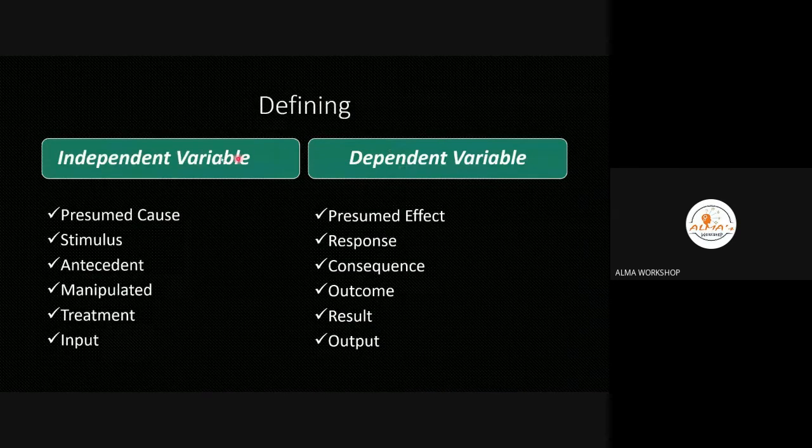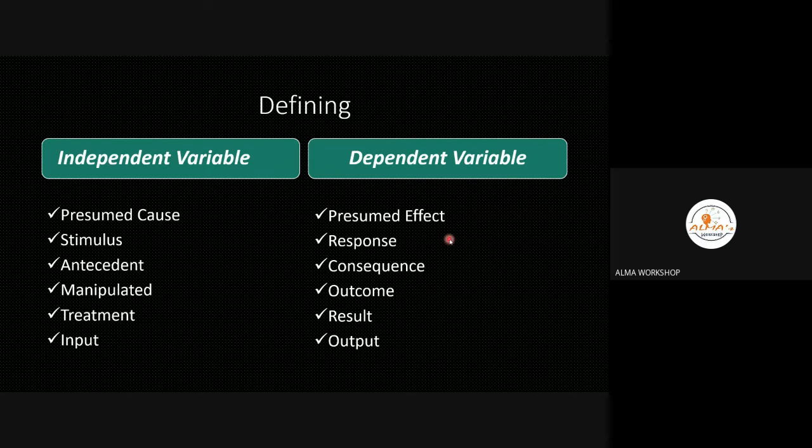So defining independent variable and dependent variable. These are the different terminologies that are used by different authors. For independent variable, it is also a presumed cause variable. It is a stimulus variable. It is an antecedent variable, otherwise called as manipulated variable, treatment variable, or input variable. Already I told you in my explanation that these three things like antecedent, manipulated, it is also called as treatment variable. All this you try to understand.